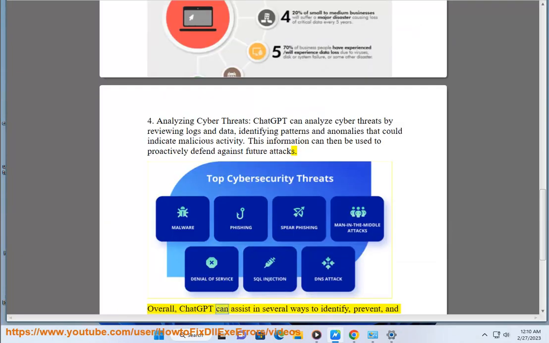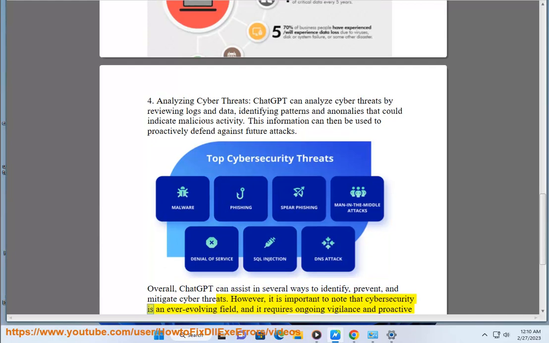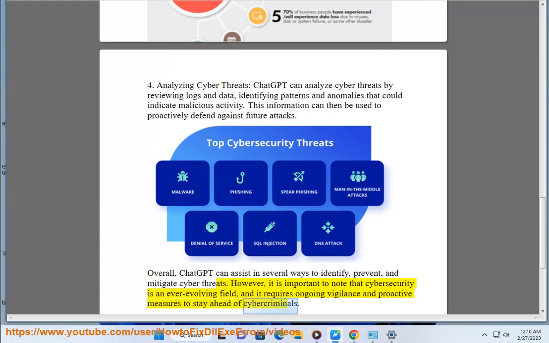Overall, ChatGPT can assist in several ways to identify, prevent, and mitigate cyber threats. However, it is important to note that cybersecurity is an ever-evolving field, and it requires ongoing vigilance and proactive measures to stay ahead of cybercriminals.